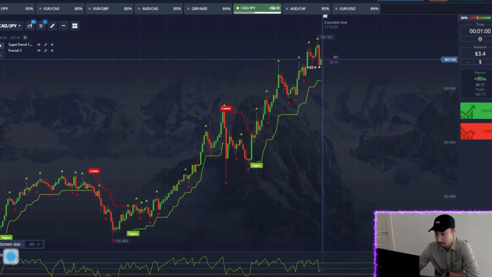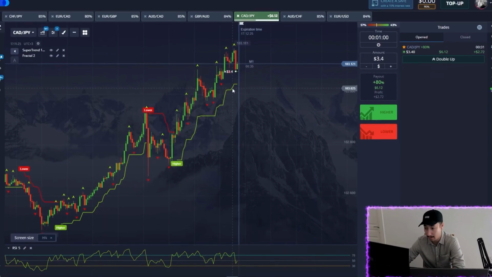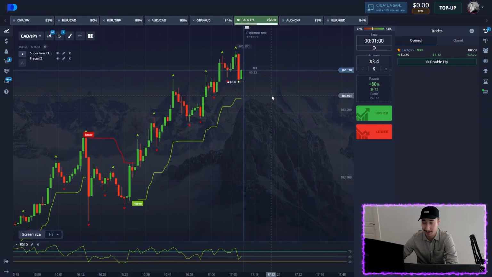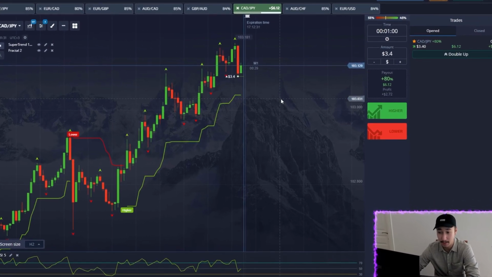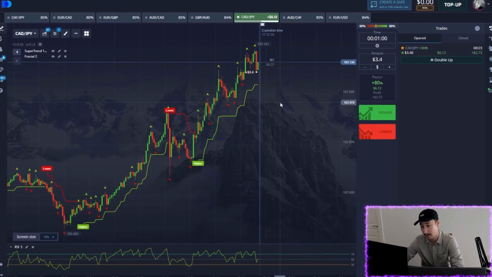There we go. I think this is the right trade entry here, guys. You can see that we analyzed this correction perfectly, and there are 20 seconds left before the closing.